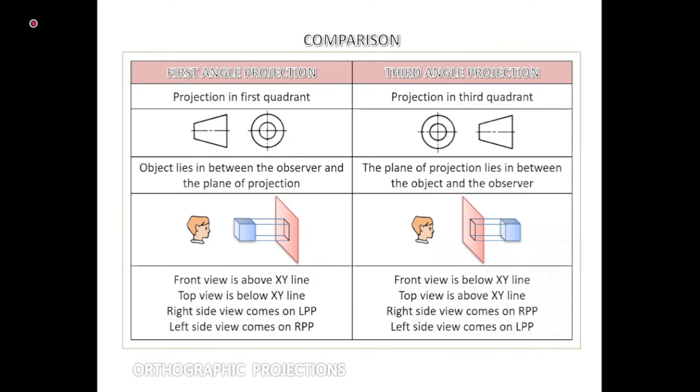Now in our course, we are basically going to do first angle projection. So for first angle projection, I want you all to remember that the front view will be above the XY line. The top view will be below the XY line. The right side view will come on the left profile plane and the left side view will come on the right profile plane. If you remember this much, you will commit fewer mistakes.